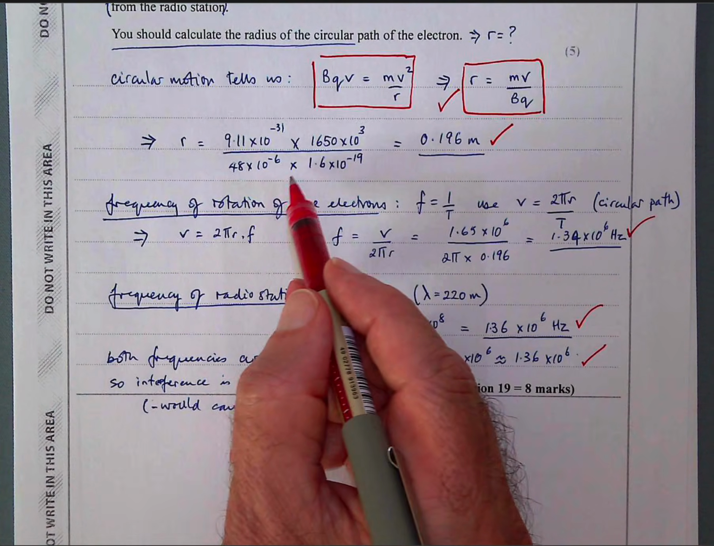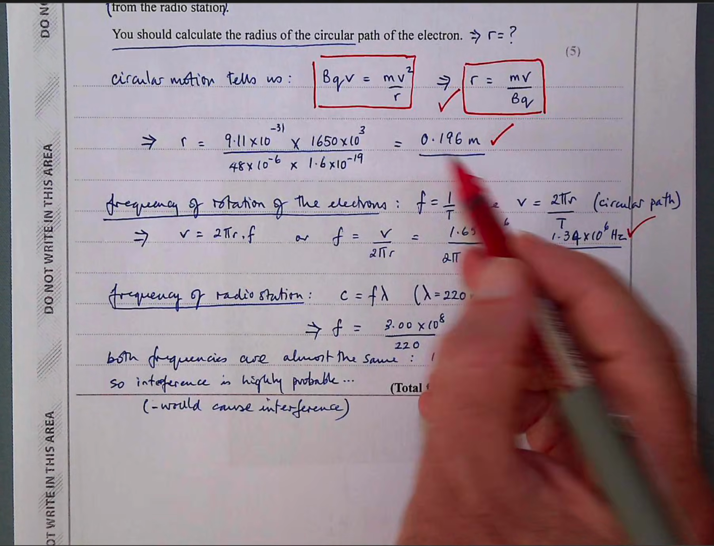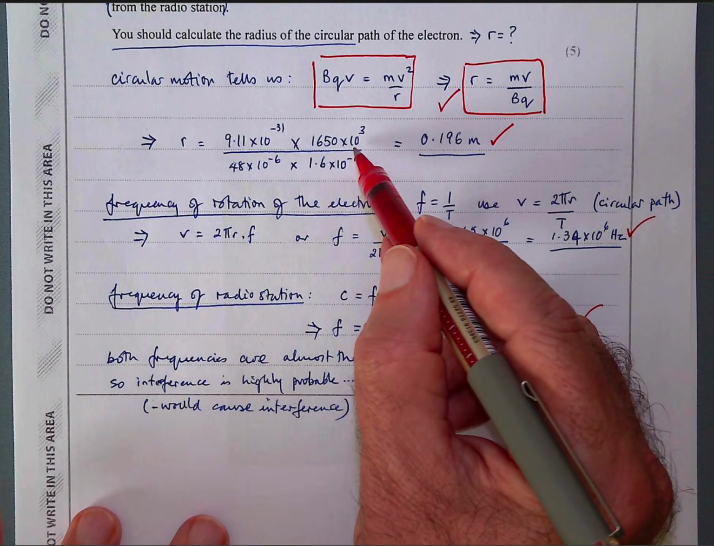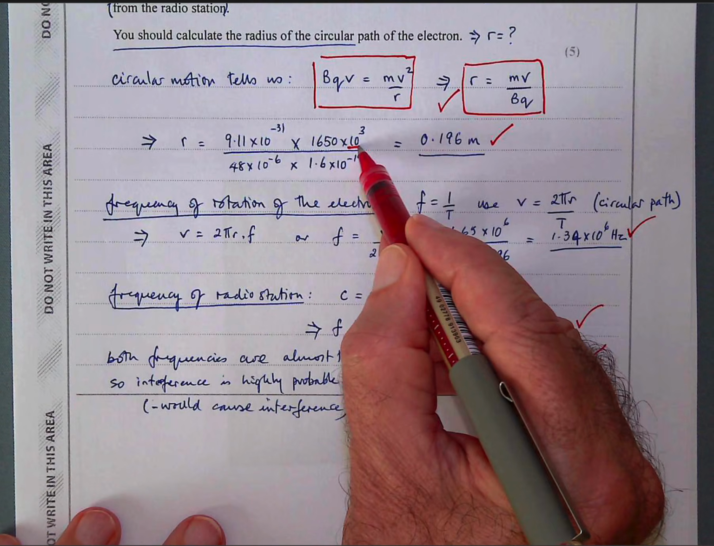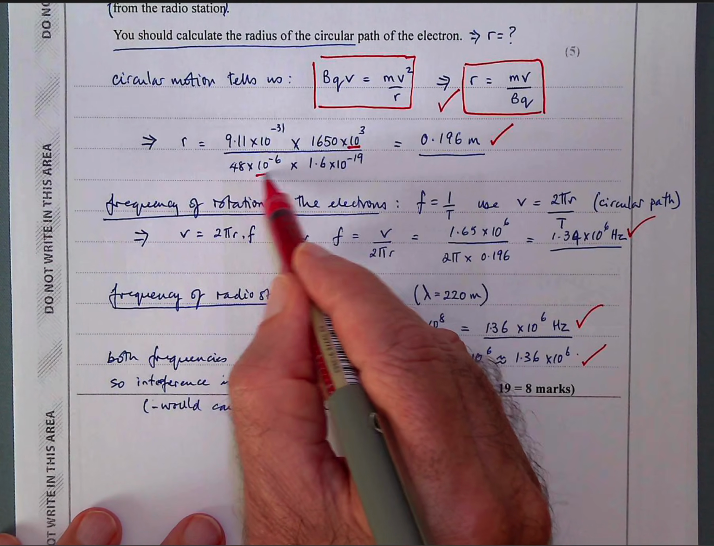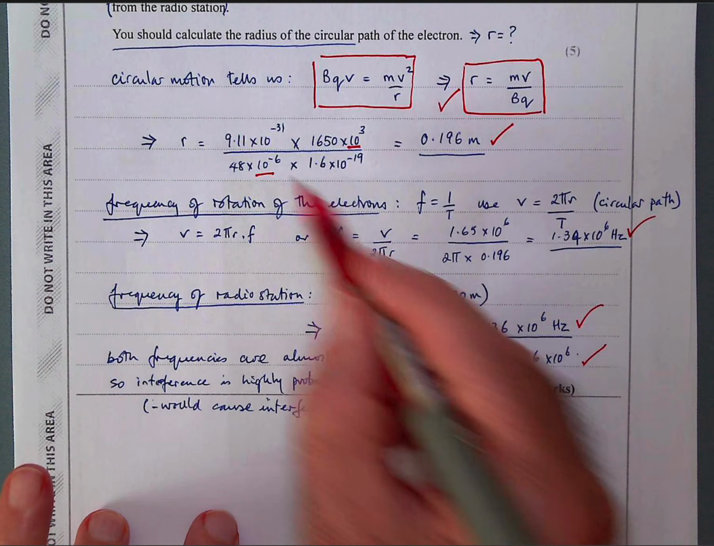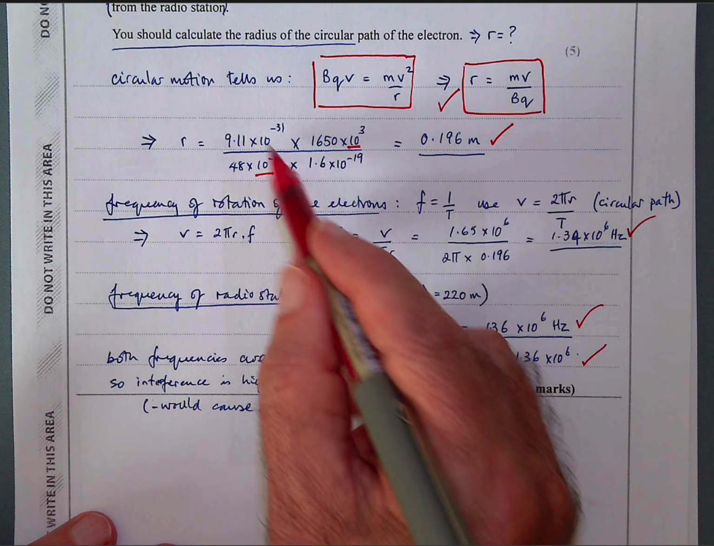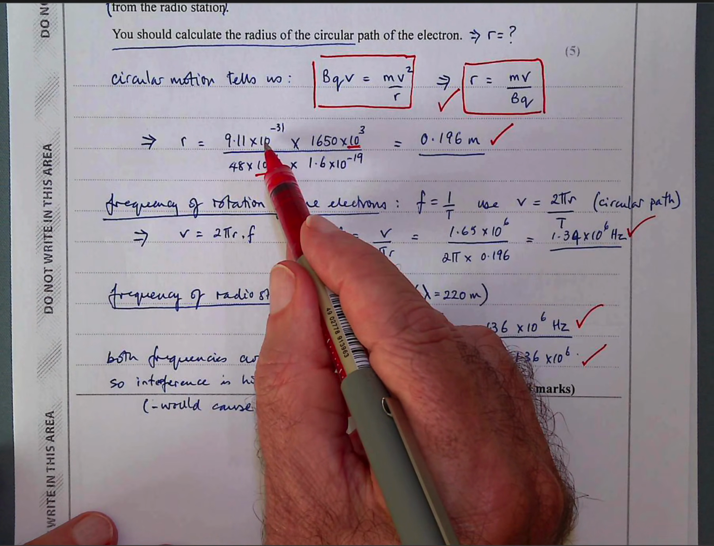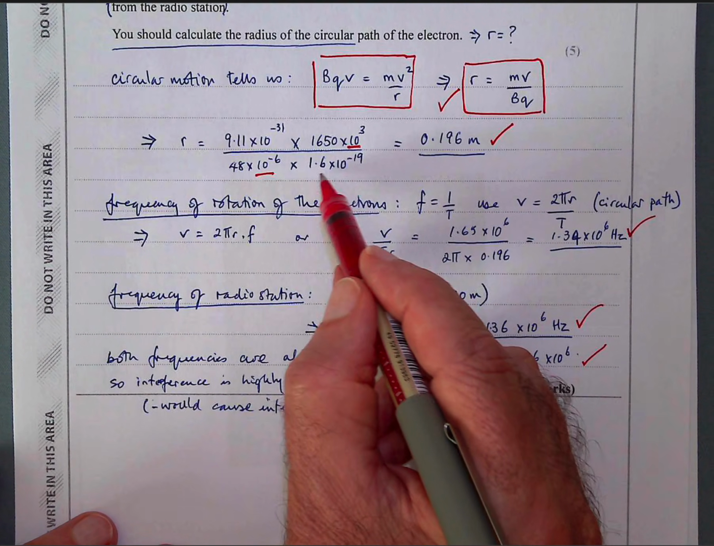So once we know the radius, you put the numbers in correctly: you changed the kilometers into meters, the microteslas into the correct form, and then you got the data from the data sheet for the mass of the electron and the charge of the electron.